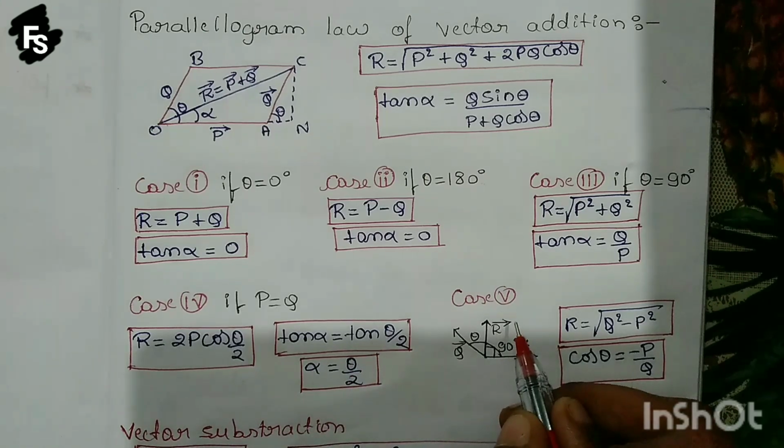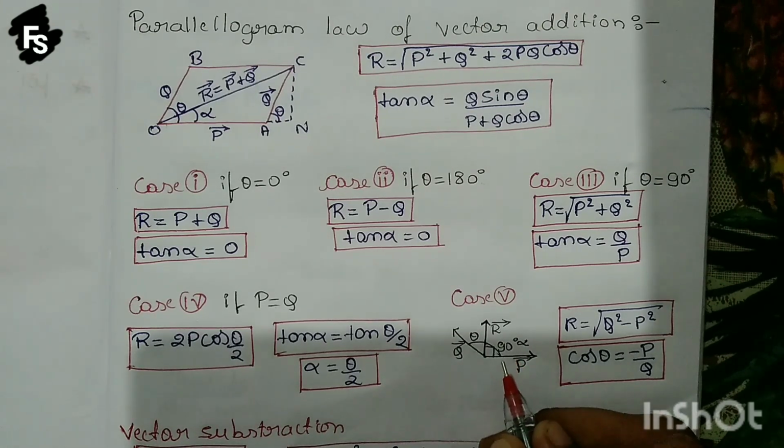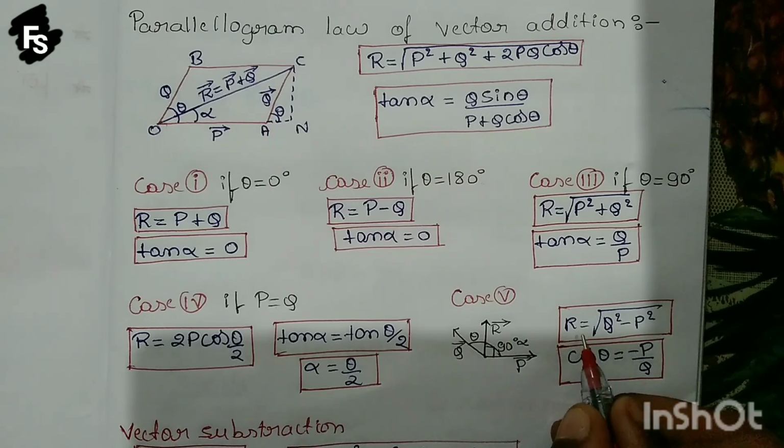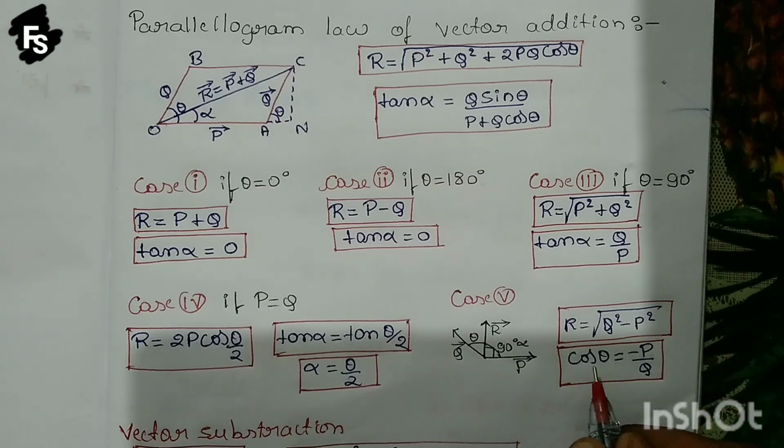Case 5th: if two vectors have an angle greater than 90 degrees, then the resultant would be root of q square minus p square. Then the direction, or theta, can be found by cos theta equals minus p by q.